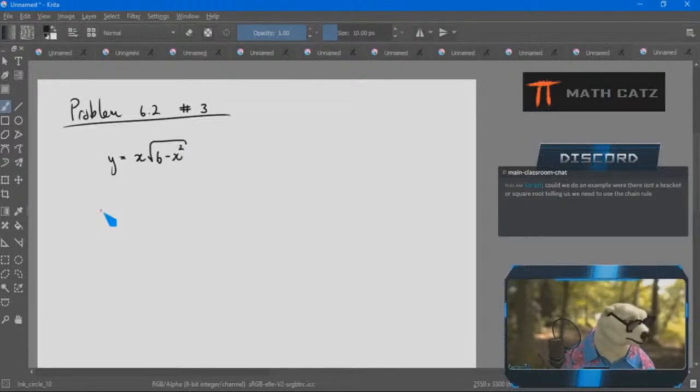Could we do an example where there isn't a bracket or a square root telling us we need to use the chain rule? Those are going to come in when we look at exponential functions, and we haven't done those yet. We need to add some new functions to our list of basic functions. They'll be the exponential functions.